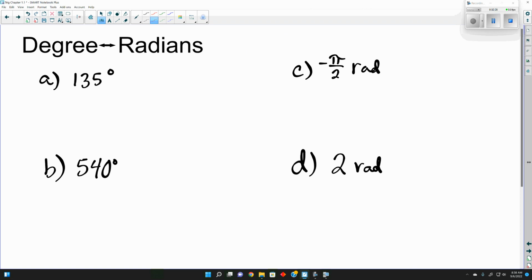Now if we're going to radians, radians is equal to the degree measure times pi over 180. If we're wanting to go to degrees, it's equal to radian times 180 over pi. So if we're going from radians to degrees, we're going to multiply the radian amount by 180 over pi. If we're going from degrees to radians, we multiply it by pi over 180.